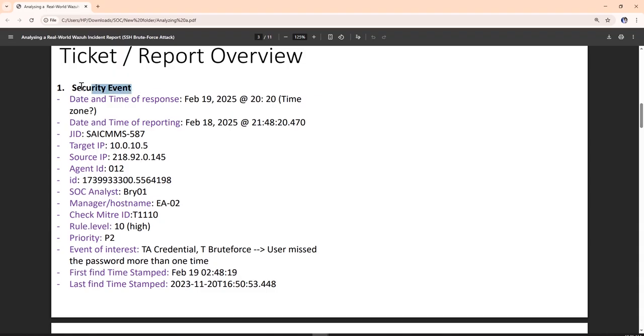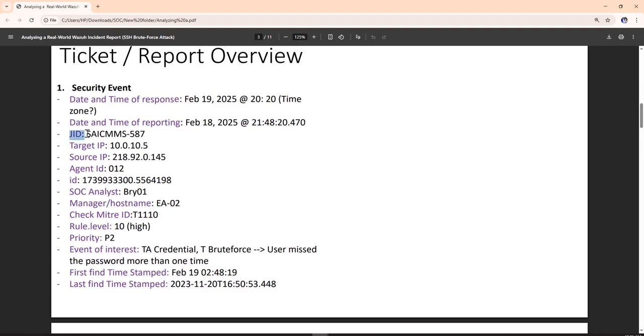We are seeing the security event, the date and time of response being February 19, 2025, with the time zone. The date and time of reporting, we are seeing 18th February 2025, 21:28.